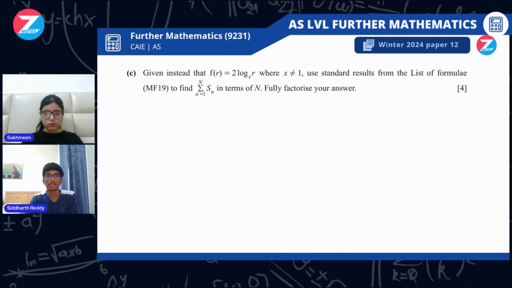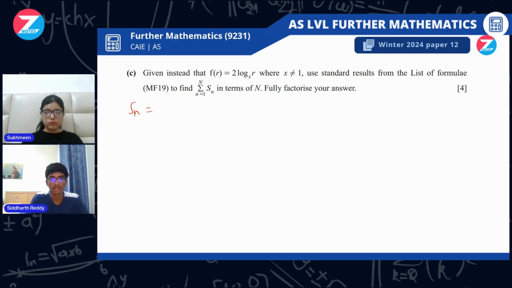Given instead that f of r is equal to 2 log r base x, where x is not equal to 1, use standard results from the list of formulae MF19 to find this sum, the sum of Sn, so the sum of a sum in terms of n. Fully factorize your answer. Okay, so first let's find out Sn.